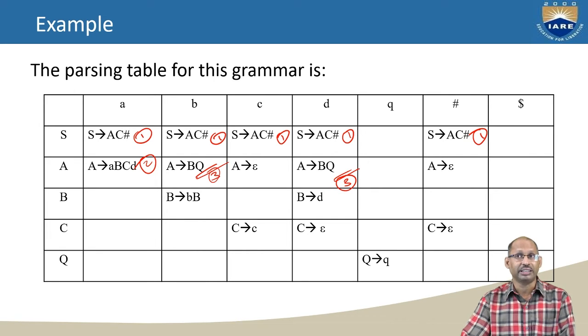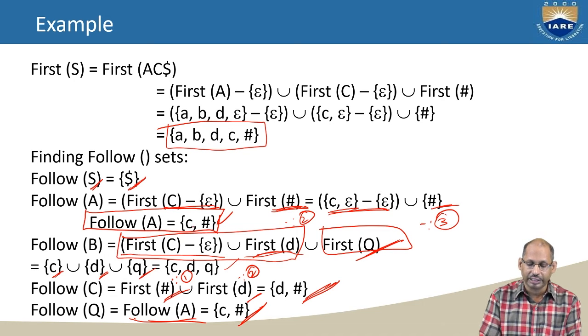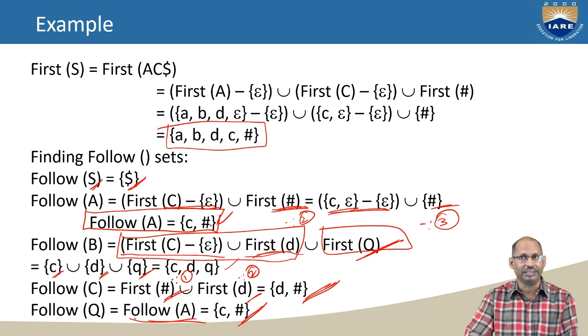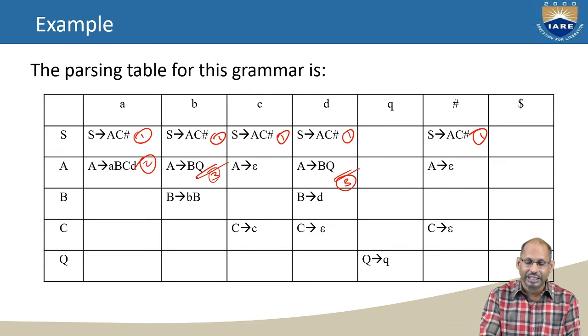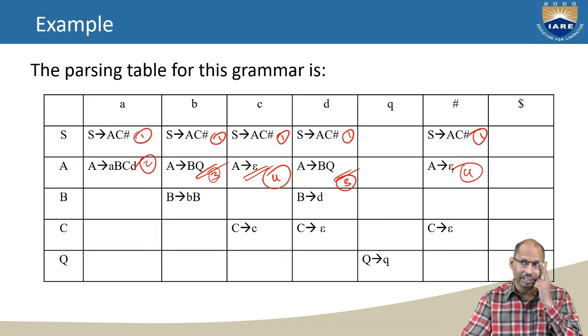Then the fourth production, where do we have to write the fourth production? Since the fourth production is epsilon, we have to consider follow of A. What is the follow of A? The follow of A is C and hash. So in C and hash, we are writing the fourth production.